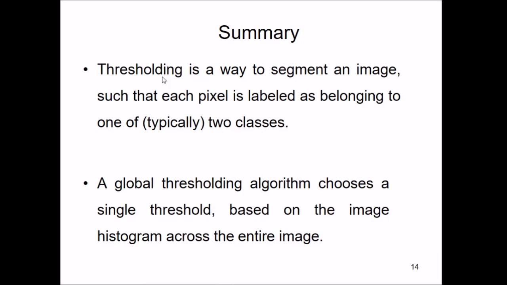So the summary is, thresholding is a way to segment an image such that each pixel is labeled as belonging to one of typically 2 classes, and a global thresholding algorithm chooses a single threshold based on the image histogram across the entire image.